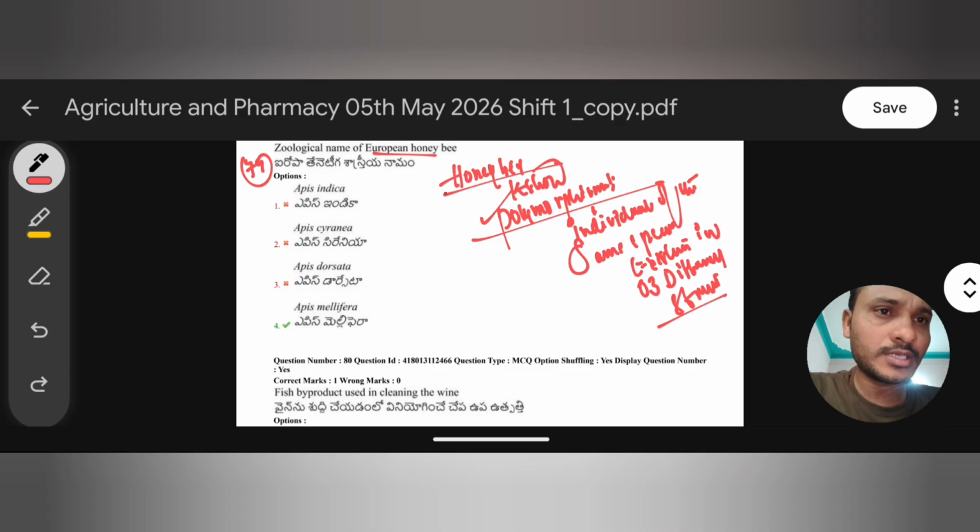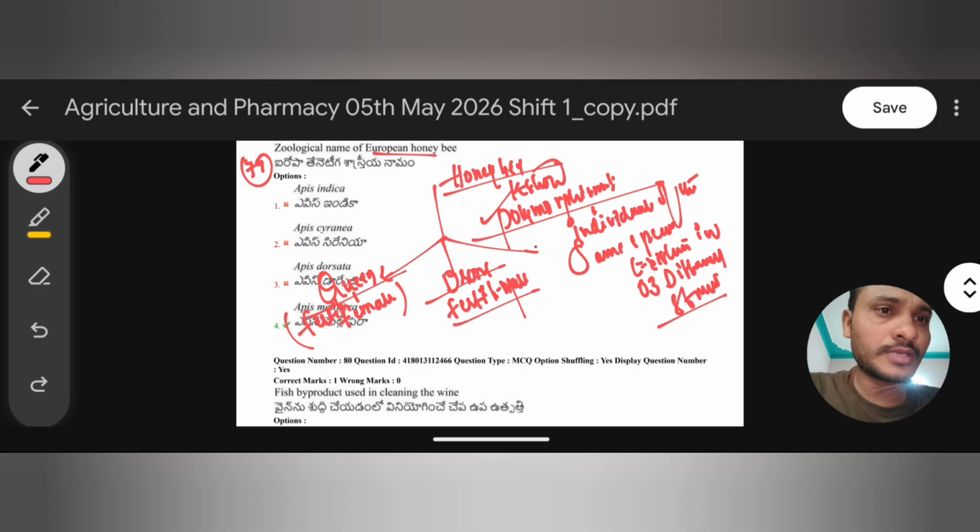The honeybee exhibits three different forms. The queen honeybee is a fertile female. One more is the drone, which is also fertile but is a male honeybee. And one more is a female honeybee that is sterile, the workers.